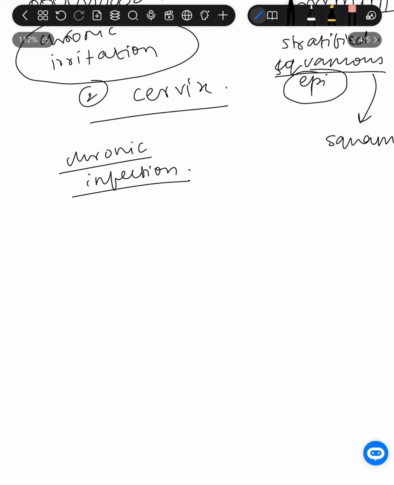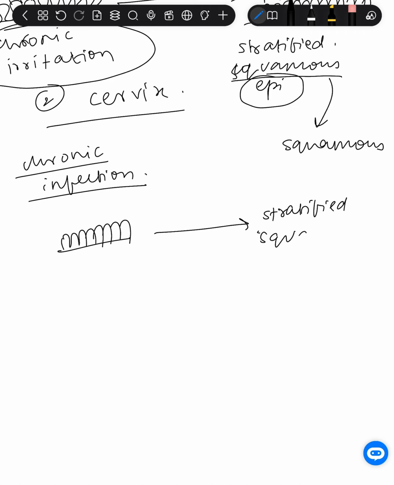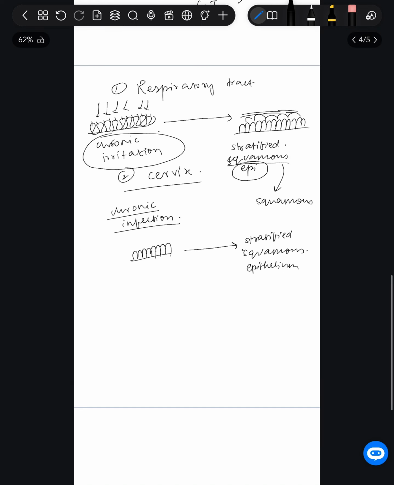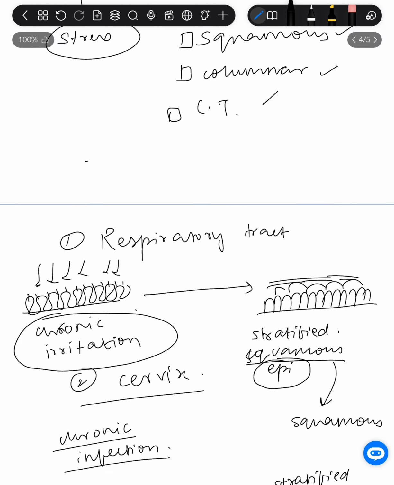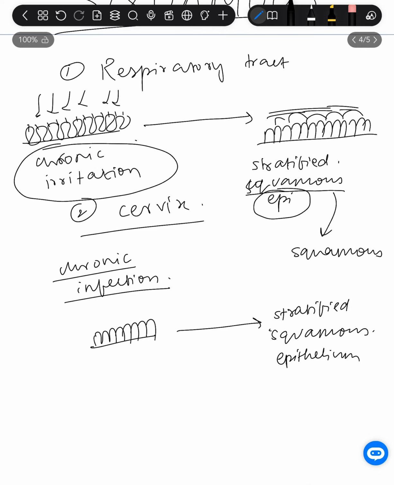So, in the endocervix, what happens? Again, this change happens, and the endocervix, which I said is of columnar epithelium, will change into stratified squamous epithelium. So here also we are having squamous metaplasia. So this is an example of squamous metaplasia. We heard two examples. One was the respiratory tract and the other one was the cervix.